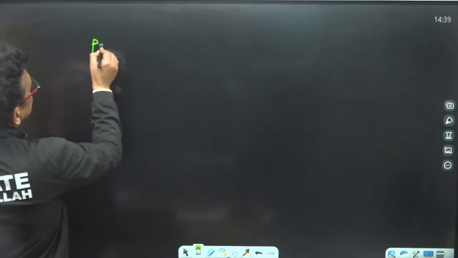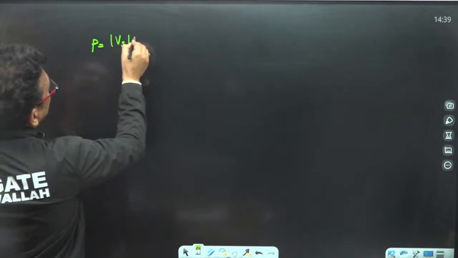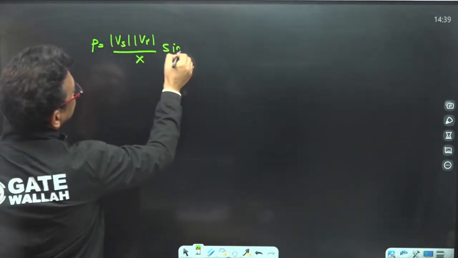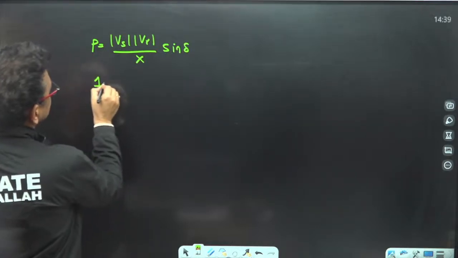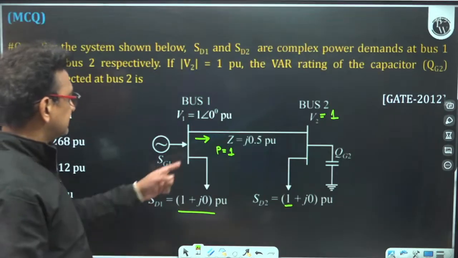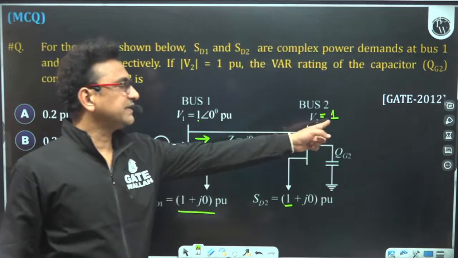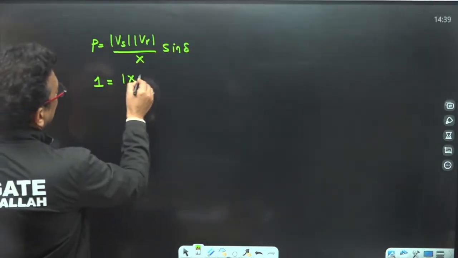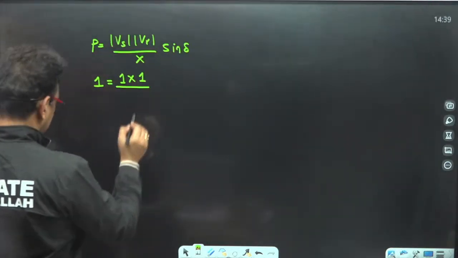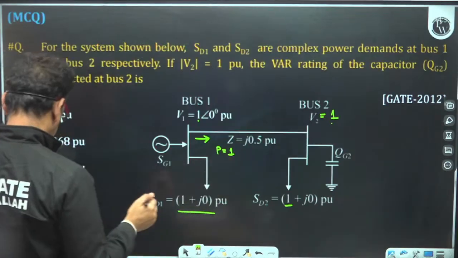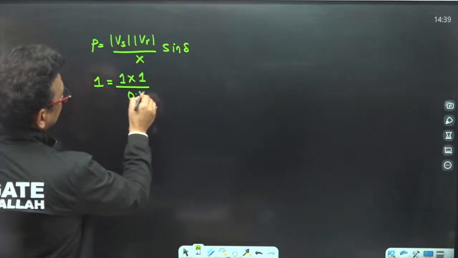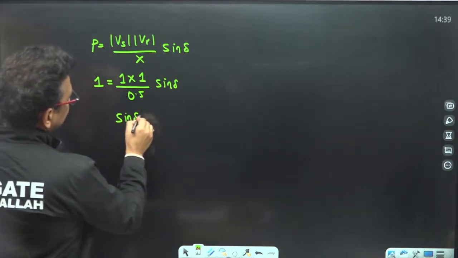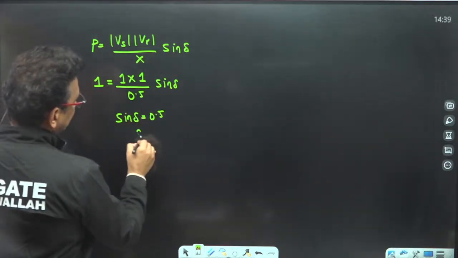P is Vs VR upon X into sine delta. So P is 1, sending end voltage is 1, receiving end voltage is also 1. So 1 into 1. The value of X is 0.5, sine delta. So sine delta is 0.5, or delta is 30 degrees.